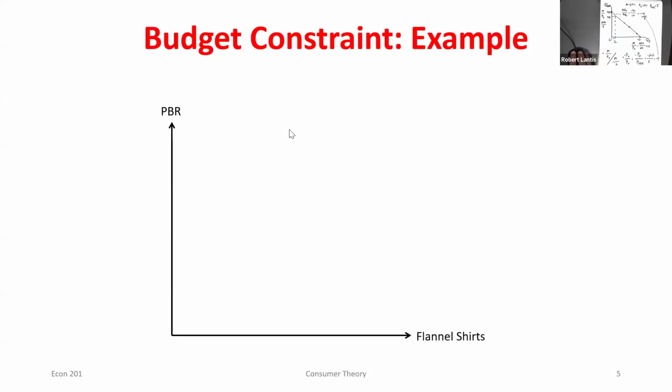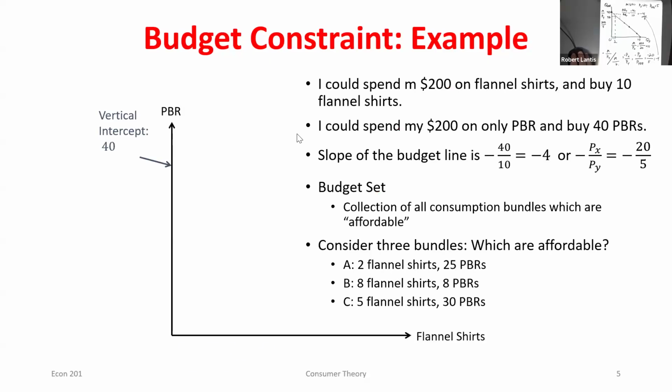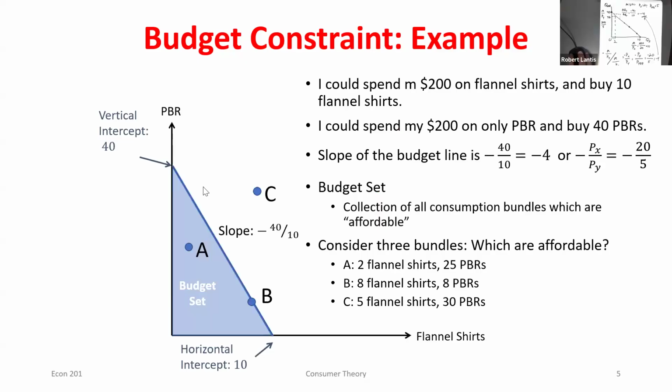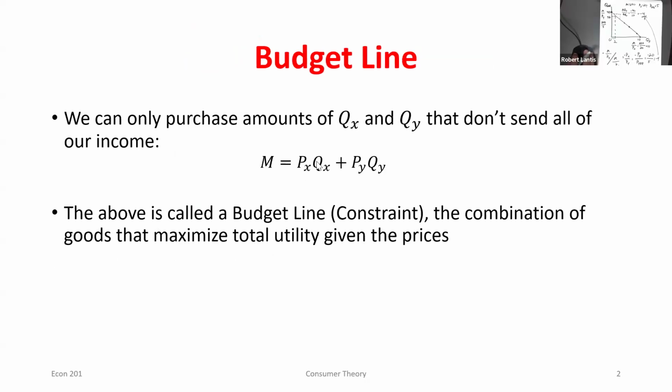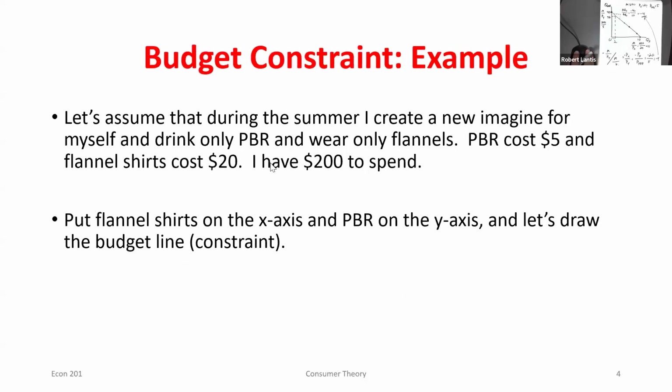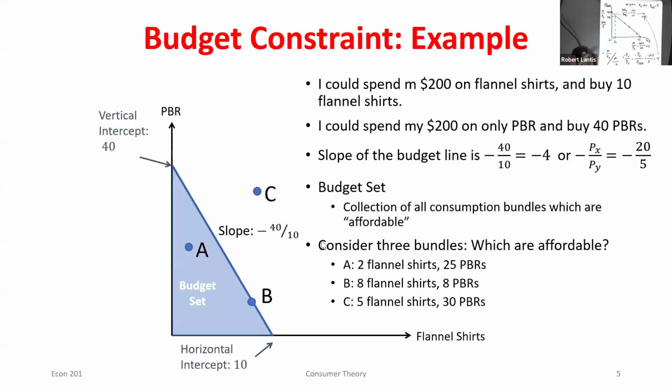Okay. So, I think coming up with these extreme points, if I'm only buying one of the goods, hopefully isn't anything too new or too difficult. But what if I want to think about points in the middle here? Well, to figure out if a point is on my curve, all I need to do is go back to my original budget line, plug in those quantities with the prices and see if I'm spending all of my income. So point A here, how much money am I spending? Well, flannel shirts cost 20. So 2 times 20 is 40.